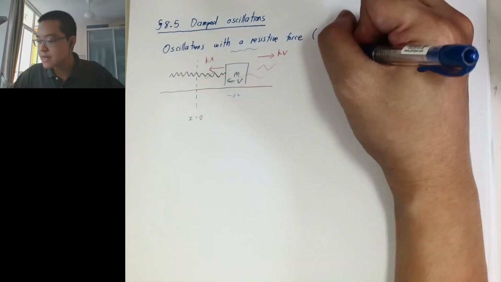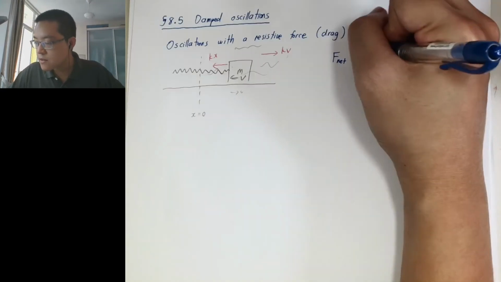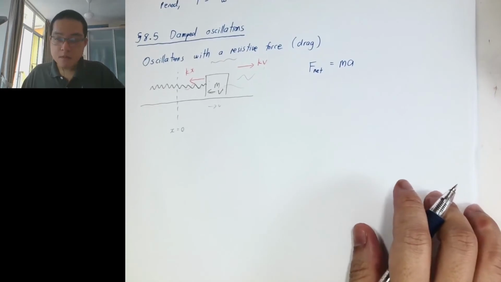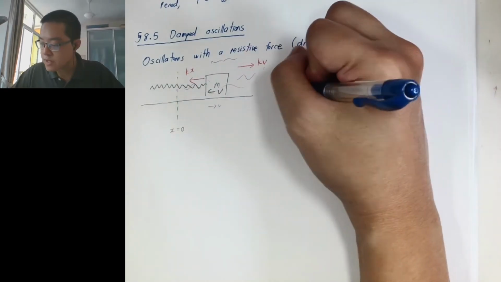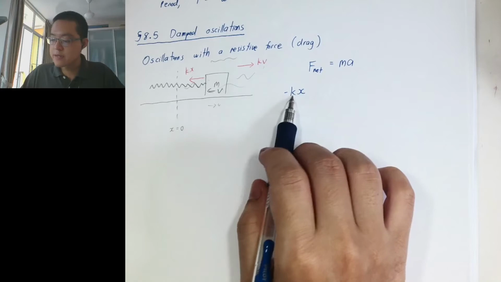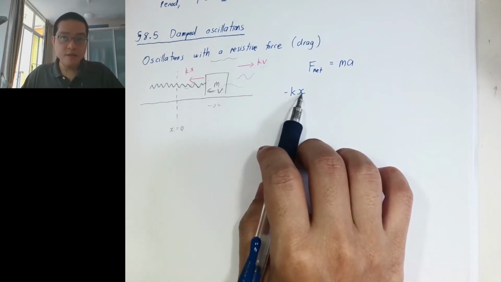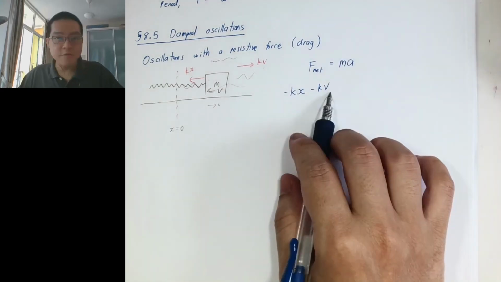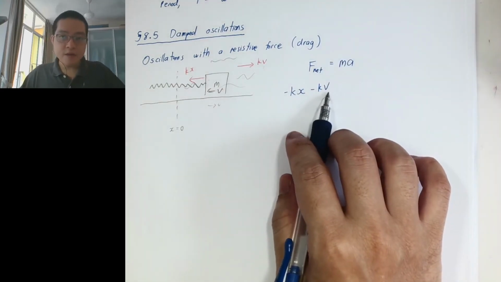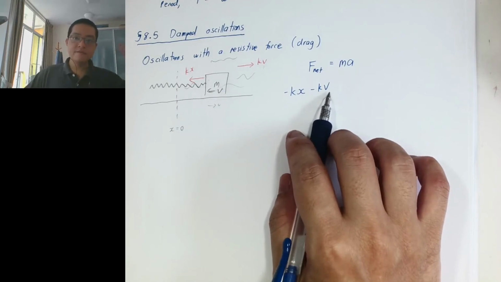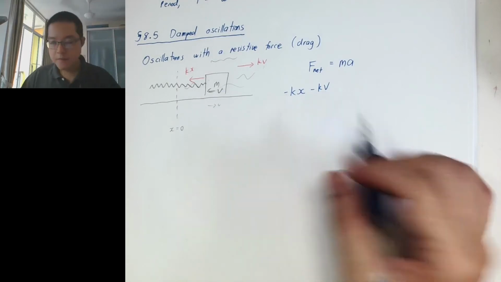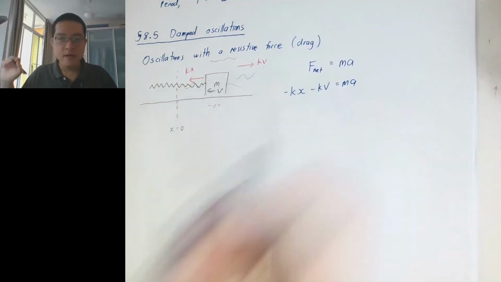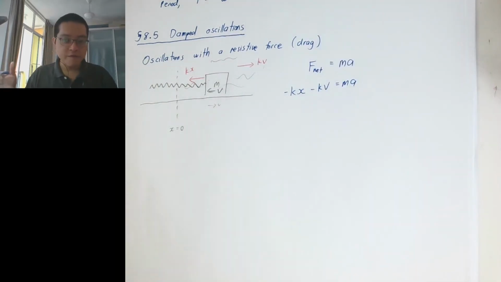So what is the net force acting on this object? By Newton's law, F is equal to ma. Over here, Hooke's law gives me a negative kx, negative because it's always opposite to position. The drag force is also negative kv because it's always opposite to velocity. If velocity is positive, the drag force is negative. If velocity is negative, the drag force is positive. Okay, and this is equal to ma. So that is my so-called equation of motion.